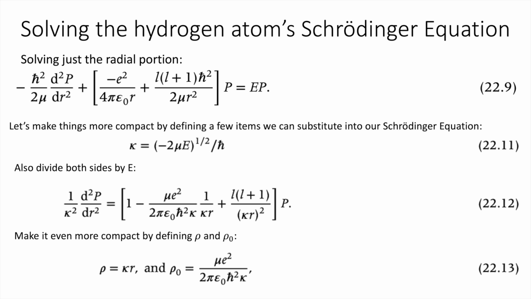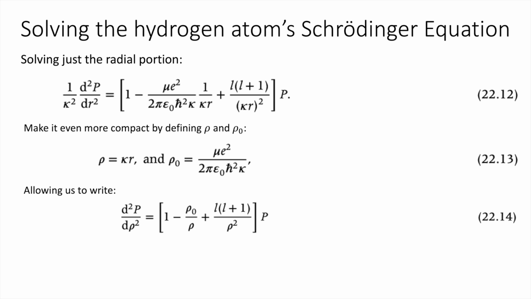So let's also define something called rho and rho naught, right? That thing that looks like a P, it's Greek rho. So rho is going to be kappa r, and rho naught is going to be all of that right down here. This is going to be rho naught. If we define these two things, now we can define things even a little more compactly, and we substitute those in, and ultimately we can write the equation as 22.14 down there.